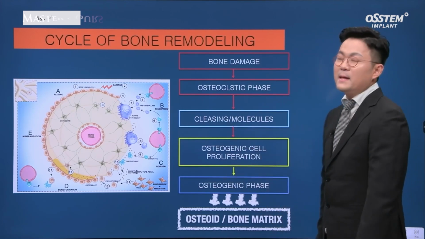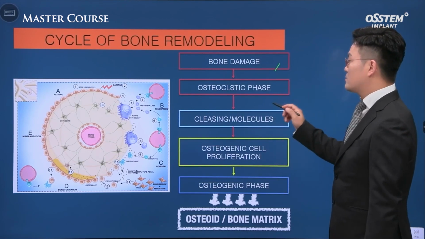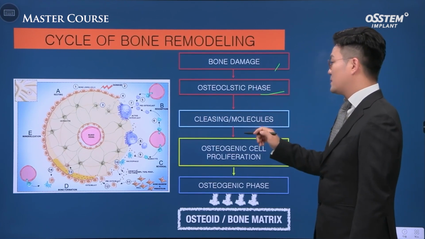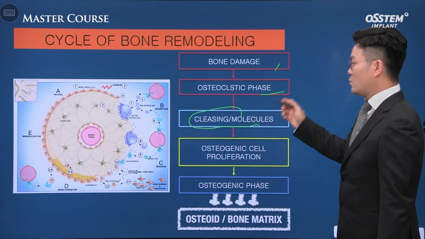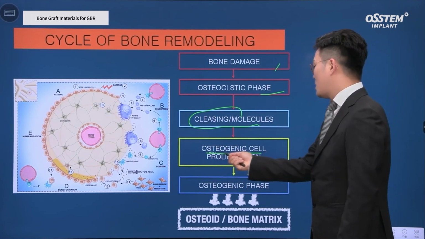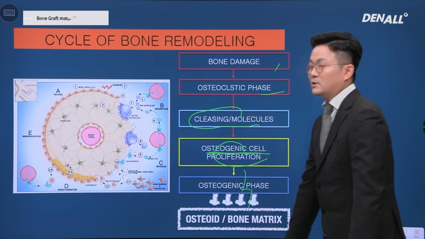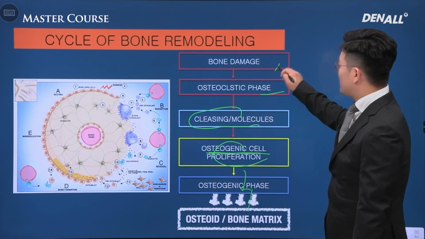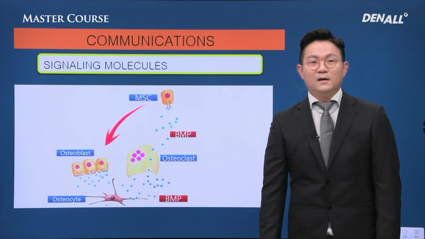The cycle of bone regeneration and formation. First, bone damage. Bone is damaged. Then the damaged part is cleaned by the osteoclastic phase, and after cleansing, other molecules migrate into the area to form bone, and osteogenic cells migrate there, proliferate, and the osteogenic phase occurs to make osteoid and bone matrix. So the first step is bone damage, and the healing occurs after that.